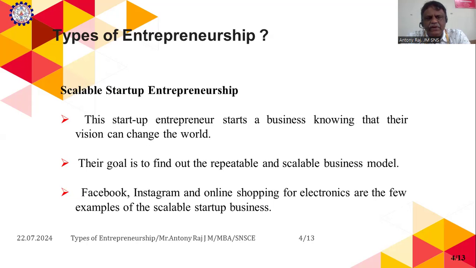Now, the next type of entrepreneurship is scalable startup entrepreneurship. As the word says, scalable is something which you can replicate and move to a very high level. A very simple example: Annapurna as a restaurant in Coimbatore. You can see Annapurna is already in the Middle East, in Dubai, in Australia, in the US. So that means this business has the characteristic of being scalable. When those sorts of businesses are done by entrepreneurs, that becomes scalable startup entrepreneurship.